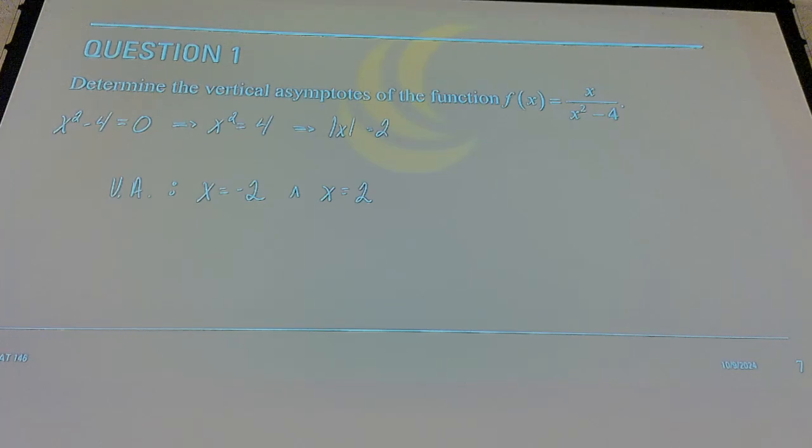Remember that asymptotes are lines. So when you write them out, it has to be in the form of a line. You can't just write vertical asymptote -2, +2. Those are points, not lines. You have to write out x equals -2, x equals +2.